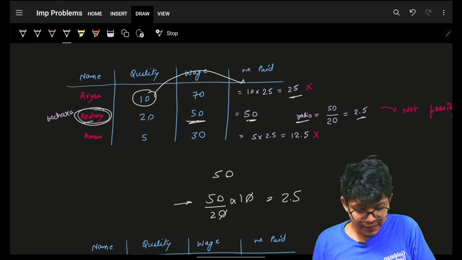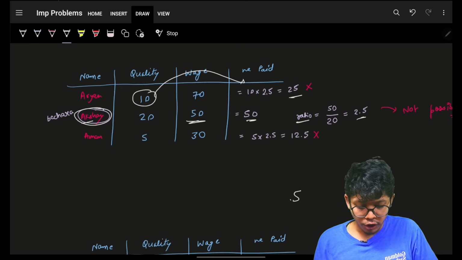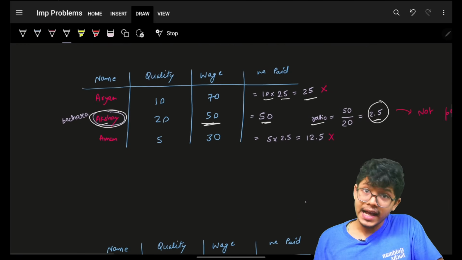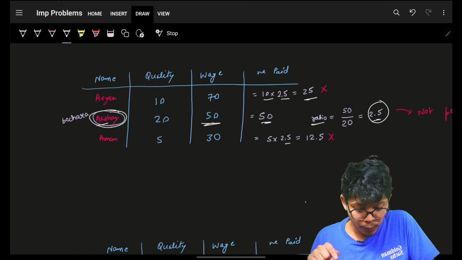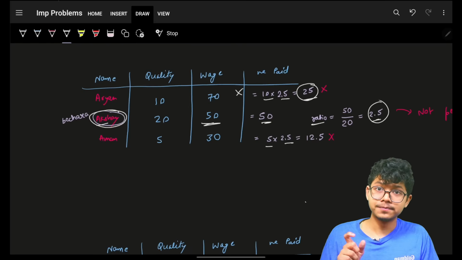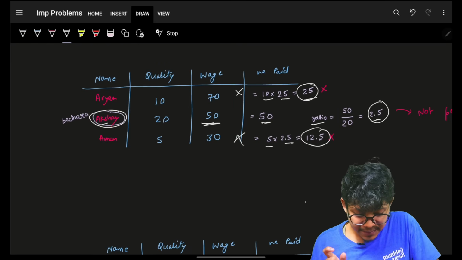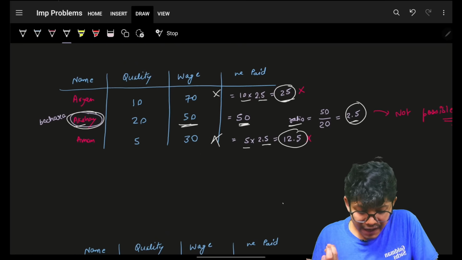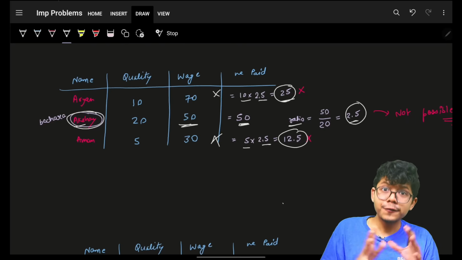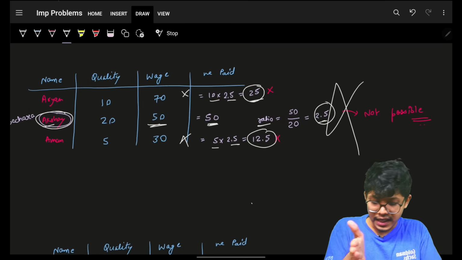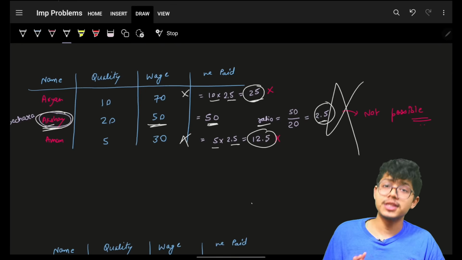Cool. Same way, I will get the wage of Aryan, which is 2.5 into 10, so the wage is 25, which is less than the expectation. And the wage for Aman is 2.5 into 5, which is 12.5, also less than the expectation. So I realized that I will have only one employee who is following the condition. So this configuration is not even possible, which means I cannot take Akshay as the bechara.